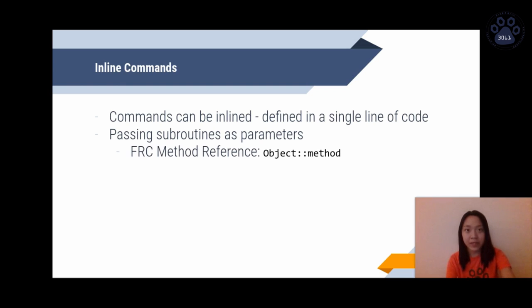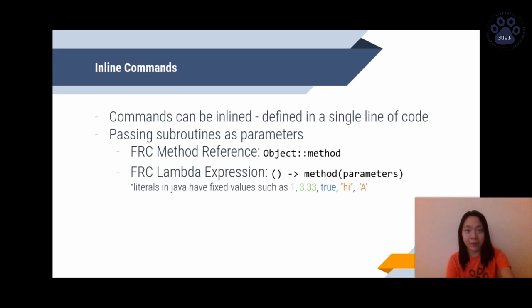In Java, a reference to a subroutine that can be passed as a parameter is called a method reference, and the general syntax for a method reference is object double colon method. Another way to pass a subroutine as a parameter is through lambda expressions. A lambda expression allows a subroutine to be defined inside a parameter list, with the arrow being the lambda operator. The most common way to use the lambda expression in FRC Java is to call a subsystem method with literal arguments.